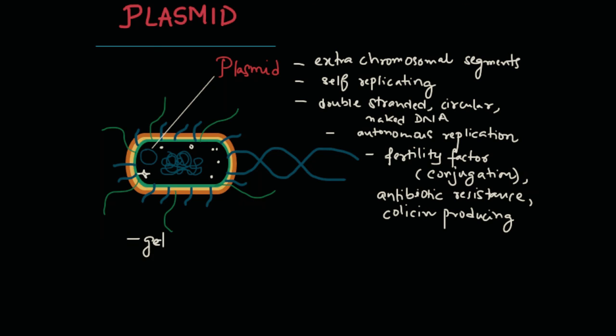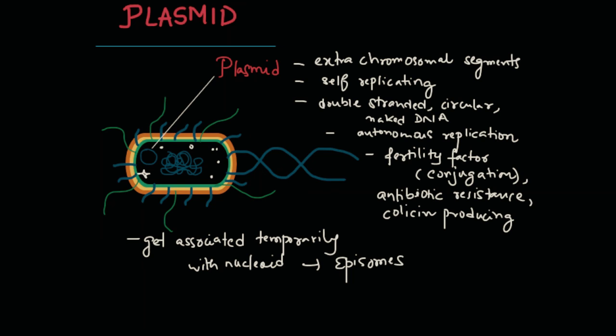Plasmids get associated temporarily with nucleoid forming episomes. Due to the various genes present in plasmids, plasmids are important vectors in genetic engineering studies.